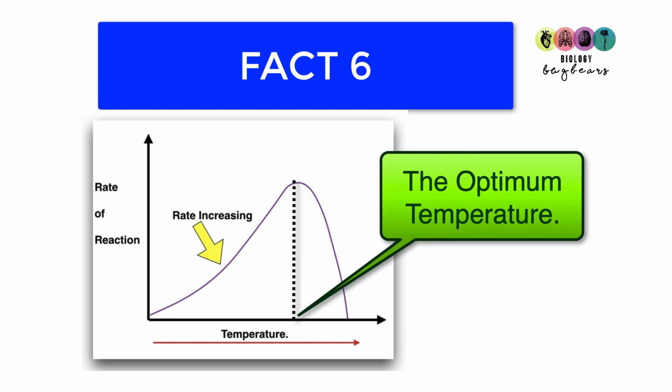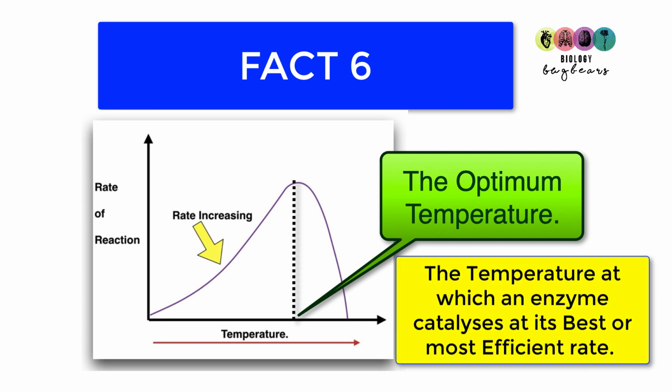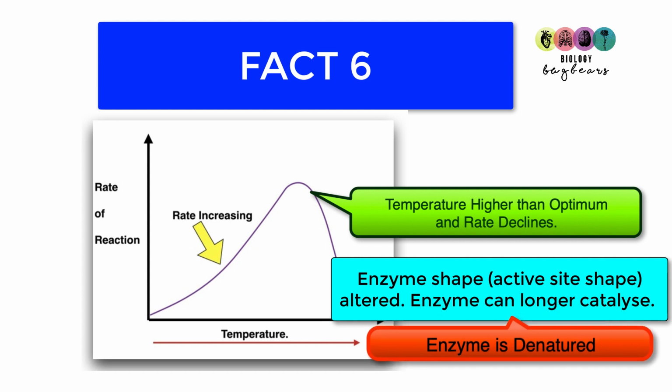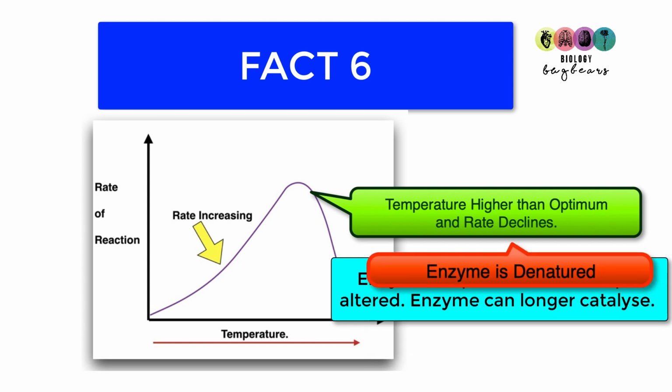So as you increase the temperature in an enzyme-controlled reaction, the rate of the reaction generally increases due to those increased molecular collisions, and this will continue to happen until the optimum temperature for that enzyme-controlled reaction is reached. This is the temperature at which that enzyme is catalyzing at its best or most efficient rate. Above this temperature, enzyme shape gets changed. The active site can no longer bind to the substrate, it can no longer catalyze, and rate declines.